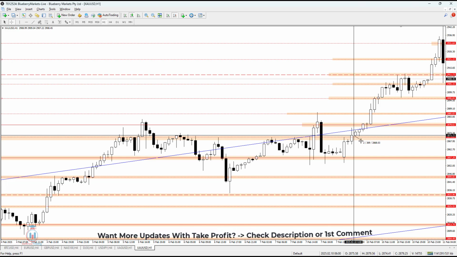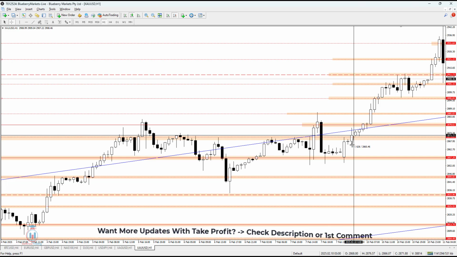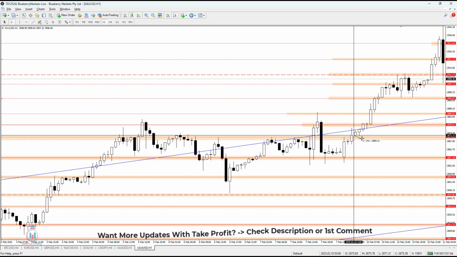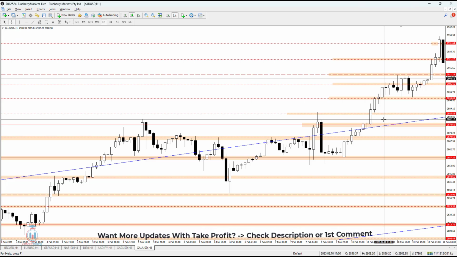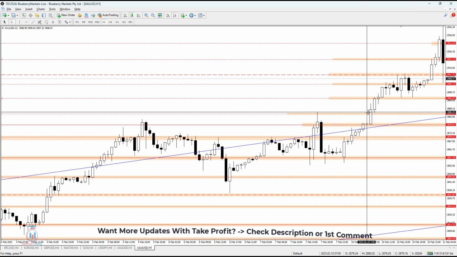You could also put the stop loss right below this candle or just below this demand zone, this support level. This would also be a profitable one. Let's move forward and see if there are any bullish breakouts. Here it is again, one.